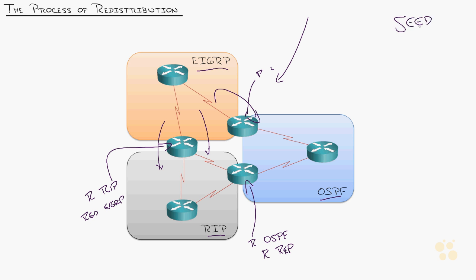You have to specify, or I don't want to say have to, but in many cases you have to specify what the default metric is. If I just go into this router right here and I type in router RIP redistribute EIGRP, it'll do it, but the problem is the default metric for EIGRP is infinite.